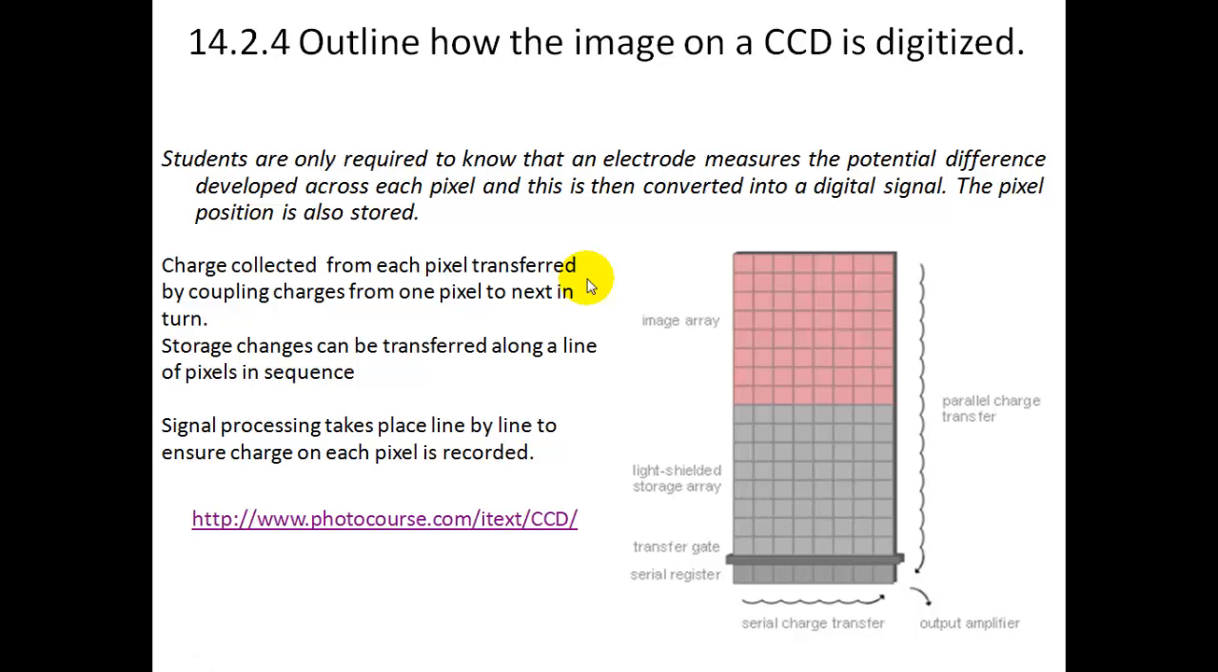Students are only required to know that an electrode measures the potential difference developed across each pixel, and this is then converted to a digital signal. The pixel position is stored by the time that it arrives at the output gate. So charge is collected from each pixel, transferred by coupled charges from one pixel to the next in turn as it moves down.